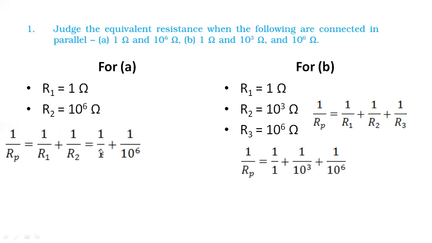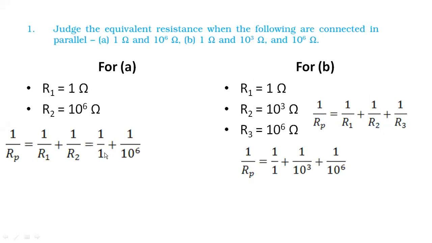So the values after putting: R1 value is 1, R2 value is 10 to the power 6. So I have written it. In the same way, I have written values for R1, R2 and R3 also: 1, 10 to the power 3, 10 to the power 6. Now next step is what? I have to take LCM of this.